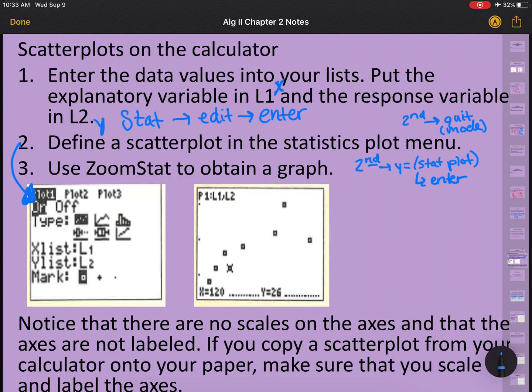and it'll bring up this menu right here that I drew the arrow to. Make sure that plot 1 is highlighted and that on is highlighted. Then this little picture that says type, make sure it has the dots one, because that's the scatter plot. Make sure it says list 1 and list 2, so the x's and y's, and that this little marker is highlighted to make the points on the scatter plot.